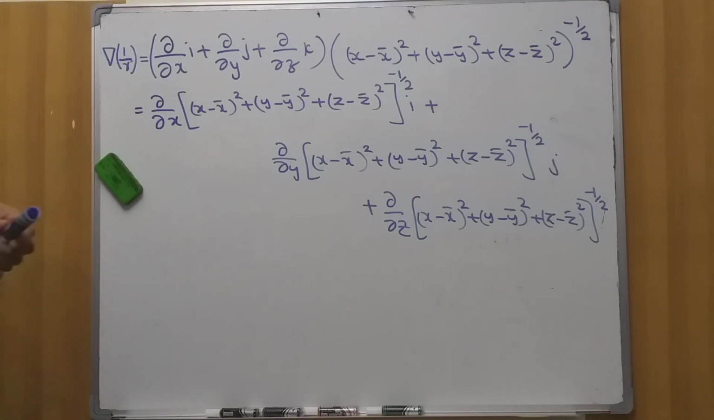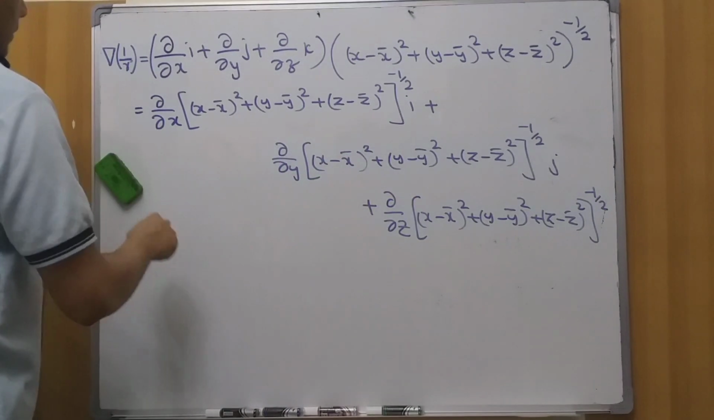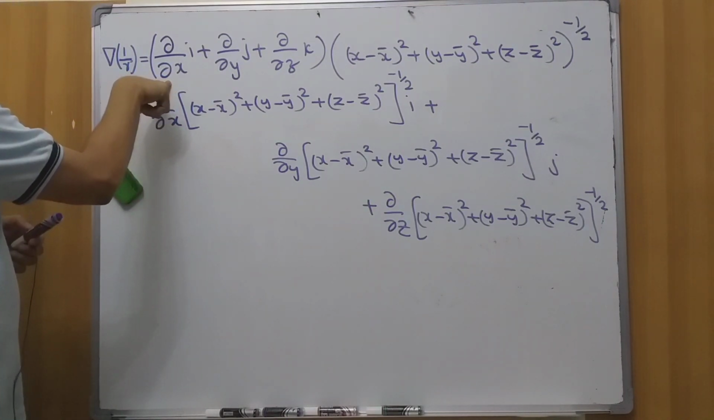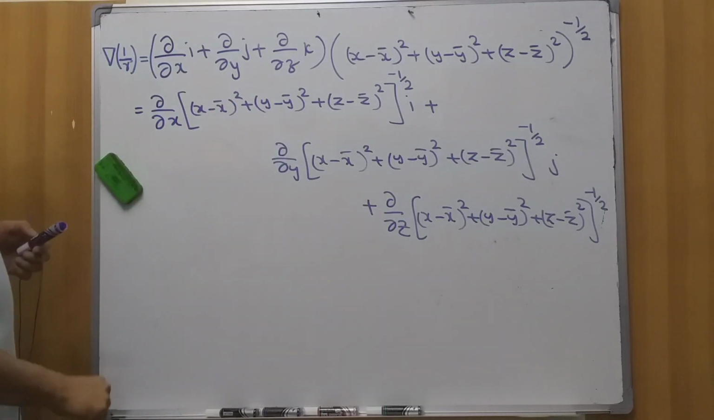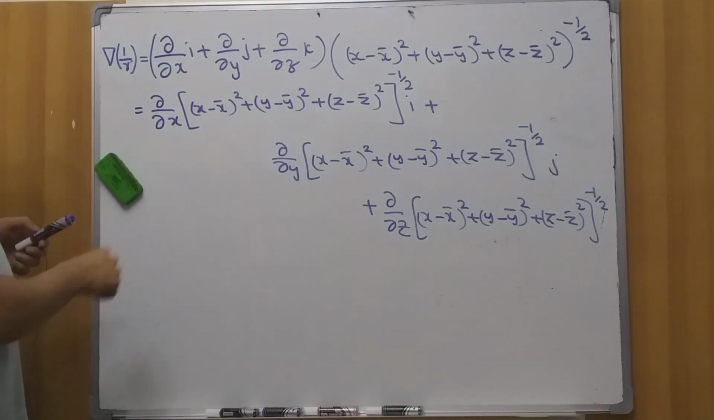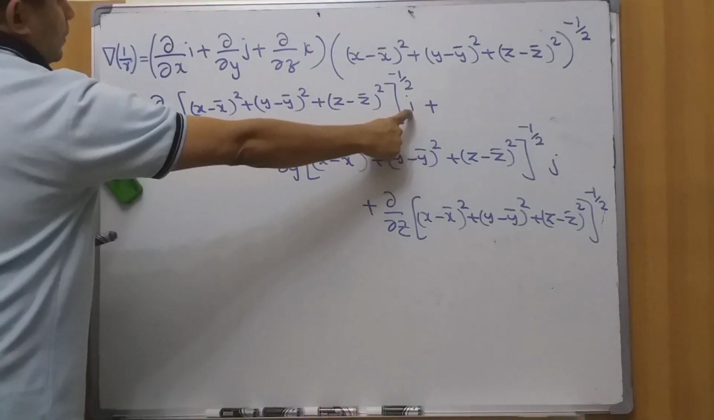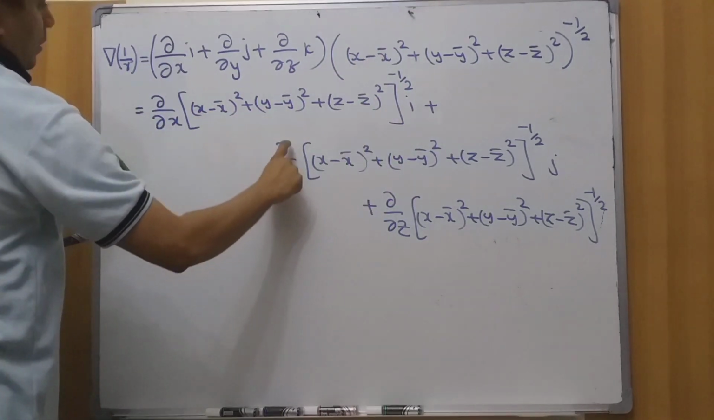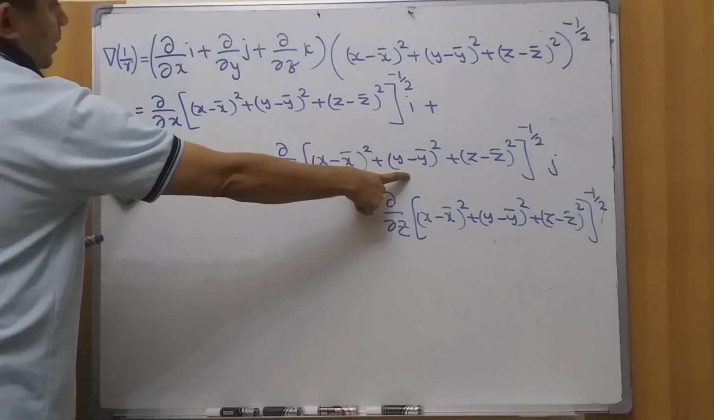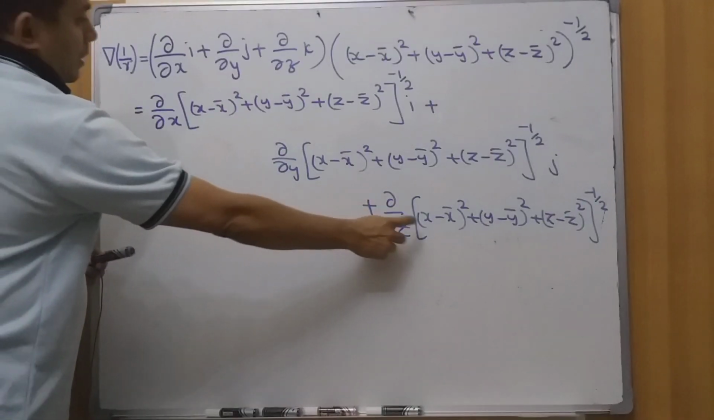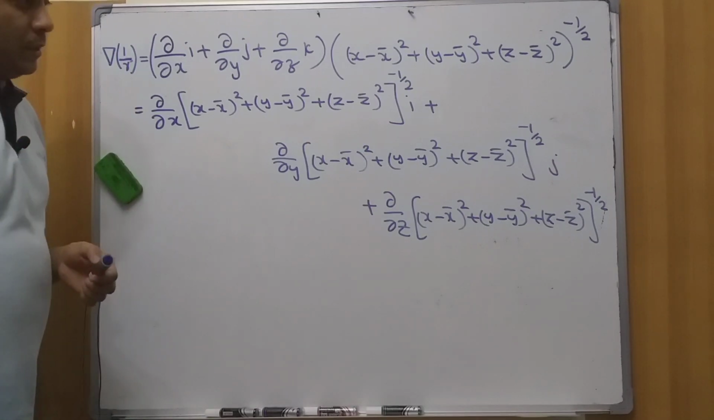Now this equation can be further extended as, if you just distribute the x part, y part and z part, then we will have an equation like this: partial of x with respect to the whole term, then with the direction i, partial of y with respect to the whole term in the direction of j, and partial of z with respect to the whole term in the direction of k.